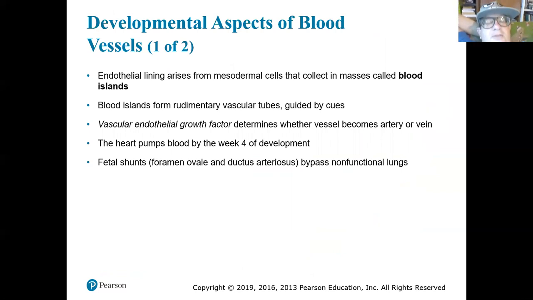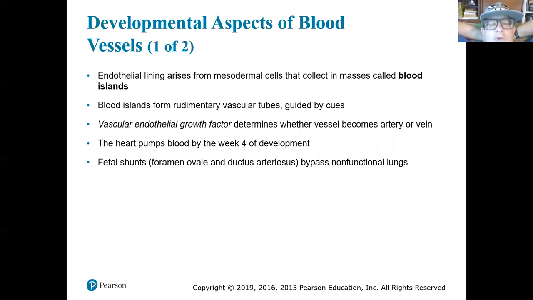Okay, so now we're going to talk about the developmental part of blood vessels. The endothelial lining comes from mesoderm cells. You might remember that we have ectoderm, which is the outside, and we have endoderm, which is the inside. And in the middle space of a developing embryo, that would be mesoderm. Okay, meso meaning the middle, so it's the layer in the middle, and that's the stuff that some of that will become blood vessels.